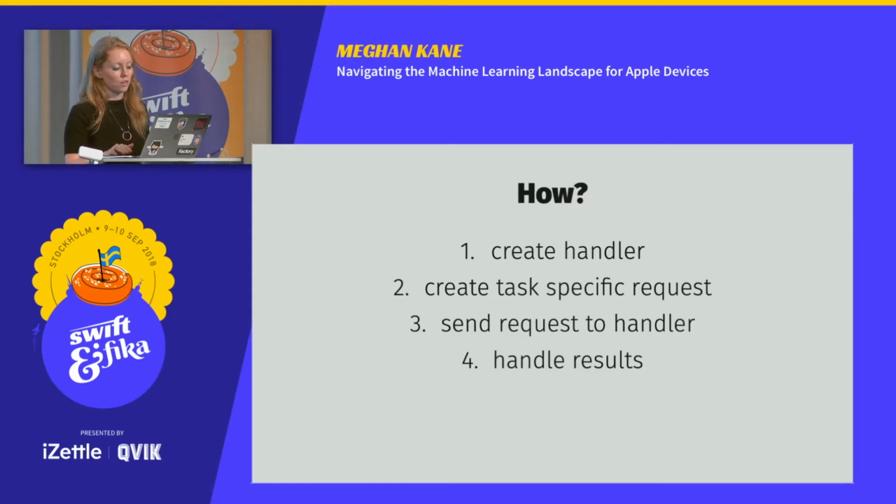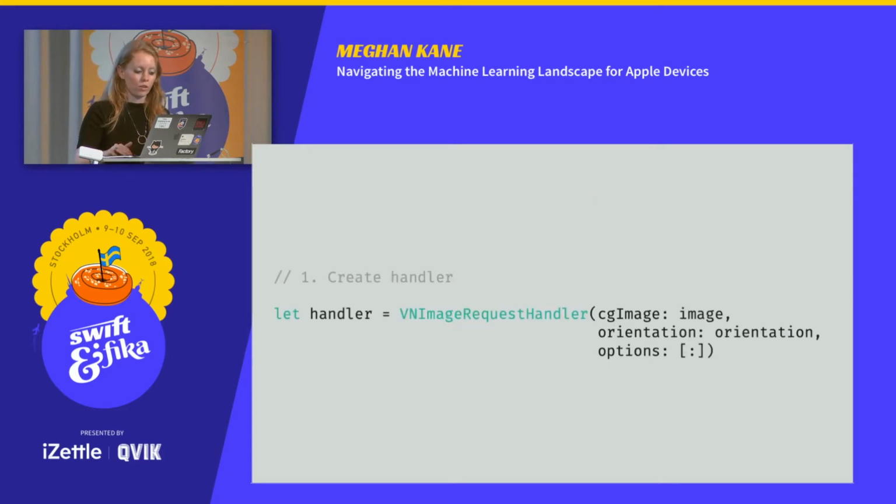What's involved in this? There are 4 steps. First, we have to create a handler. Then we have to create a task-specific request. Then we have to send the request to the handler. And then we have to handle the results. It's really simple. First, the handler is just going to be a VNImageRequestHandler, and you pass in the image and the orientation and any special options that you may have. The orientation is particularly important because if it's expecting it to be in portrait mode and you're sending it in landscape mode, it might have a hard time.